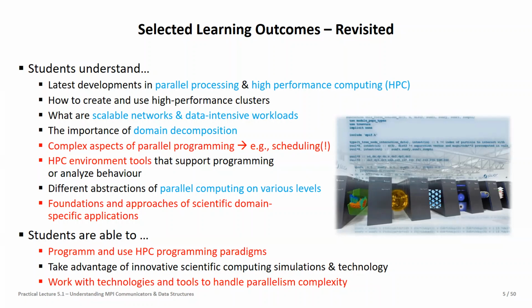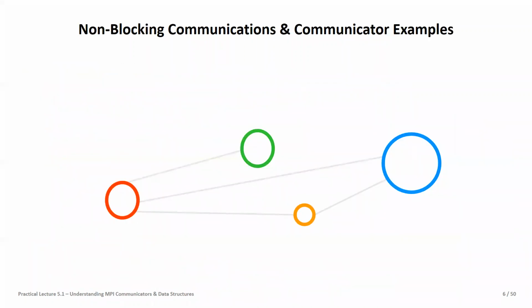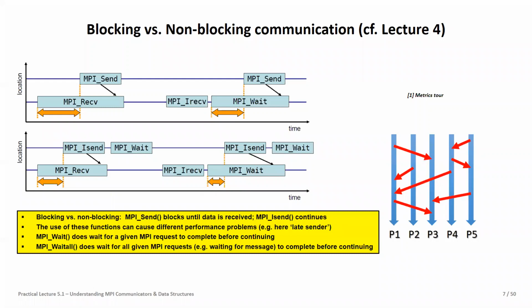It's a broad setup, a very advanced setup on top of MPI, not really focusing so much on the direct message exchanges here, but rather on the data, on the distribution with the communicators and so on. So we start with the non-blocking communications and the communicator examples.